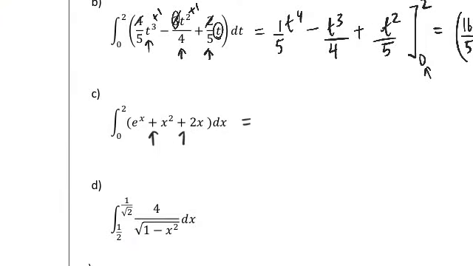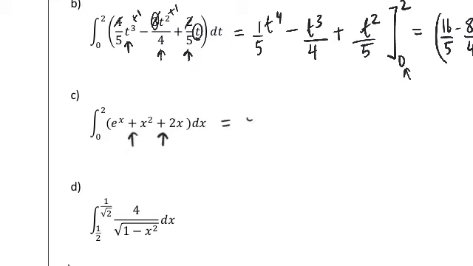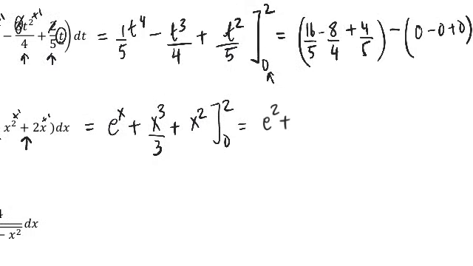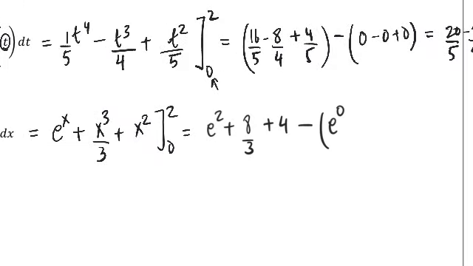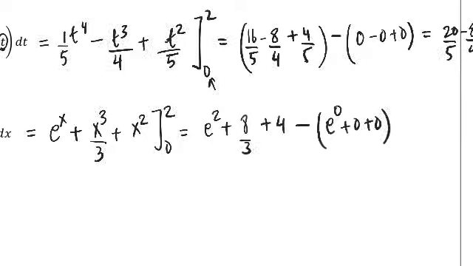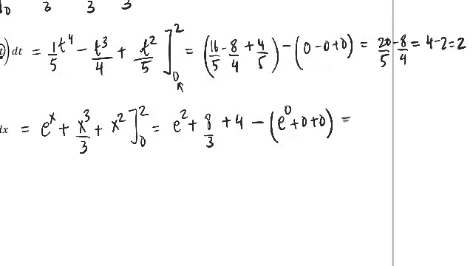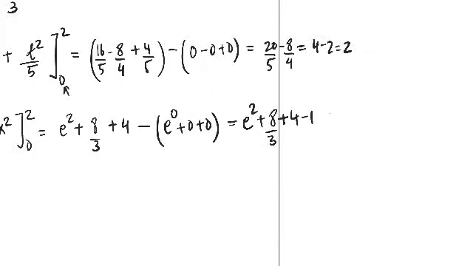Now, addition, subtraction, so you can do the pieces separately. The antiderivative is e to the x plus x cubed over 3. Add 1, divide by 3. Add 1, divide by 2. And then put the bracket on, and this is going to be e squared plus 8/3 plus 4 minus e to the 0 plus 0 plus 0. So notice, here's what I mean by make sure you check that bottom even if it's 0. So e squared plus 8/3 plus 4 minus 1 is equal to e squared plus 8/3 plus 3.